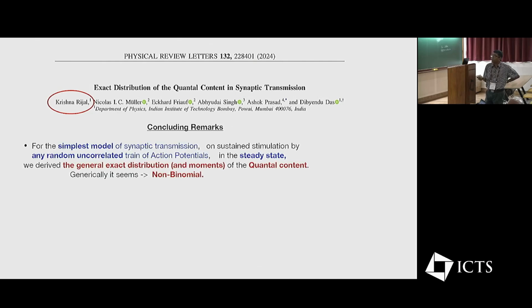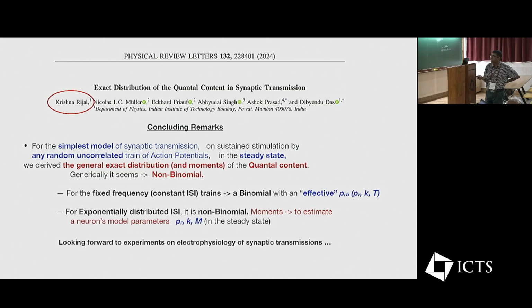So in conclusion, for the simplest model of synaptic transmission, on sustained stimulation by random uncorrelated action potentials in the steady state, only in such a regime have we been able to give an exact distribution for this quantal content, and typically it is not a binomial. For the fixed frequency case, it is indeed a binomial, but the effective release probability is a complicated function of all of these. If it is an exponentially distributed ISI, we have explicitly shown it is non-binomial, and thus it would be nice to compare at least this case to experiments on the electrophysiology of synapses.